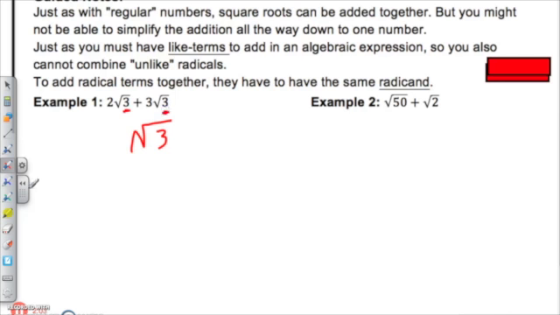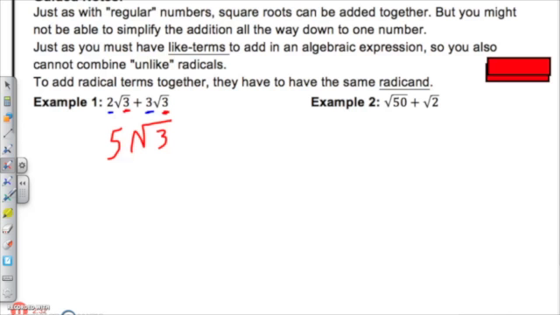The only other thing we have to do is take these two numbers in front of the radical, the 2 and the 3, and since we have the like radicand, we can add those together like normal numbers. Just like 2 plus 3 is 5, we do the same thing here, and we get 5 square roots of 3. We're just adding these numbers together as long as we have the same number under the radicand.